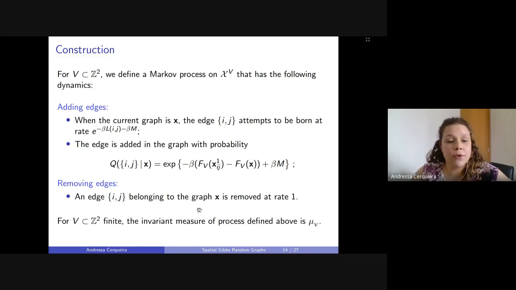So what we have is that when V, the set of vertices, is a finite set, it's not hard to show that the invariant measure of this process is just the measure that we defined, because we constructed the process to be like this. So basically, to construct this measure, we can just construct this process. But what we want to do is construct this measure when we have an infinite set of vertices. And this is the point where we are going to use a different kind of construction.